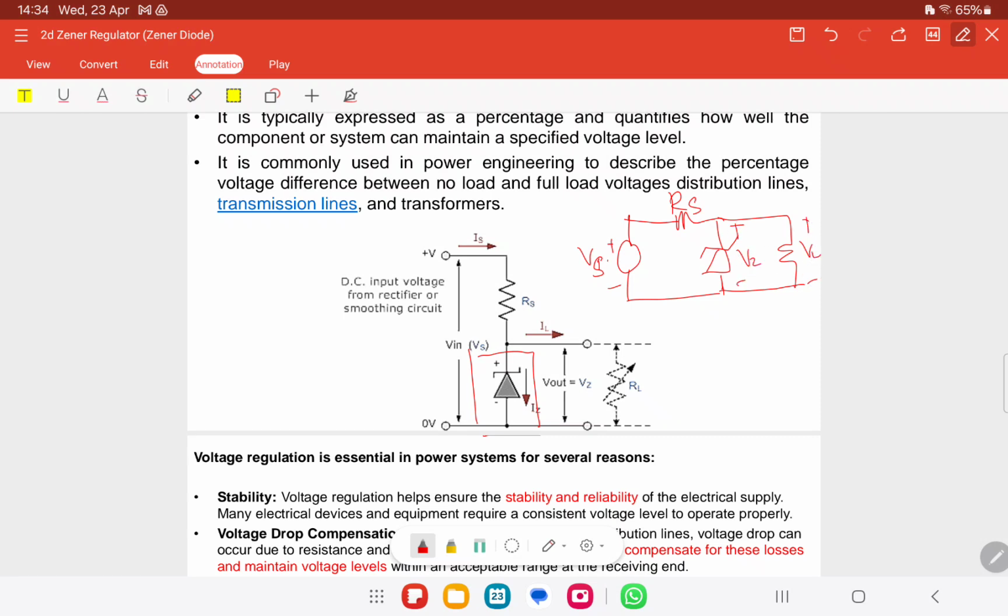So from the concept of parallel components, here VZ and VL are the same, right? Because we have the same node. Here is one node, let's say we have A, and here we have B. So VZ is from point A to B, and VL is also from point A to B. So it is from the concept.